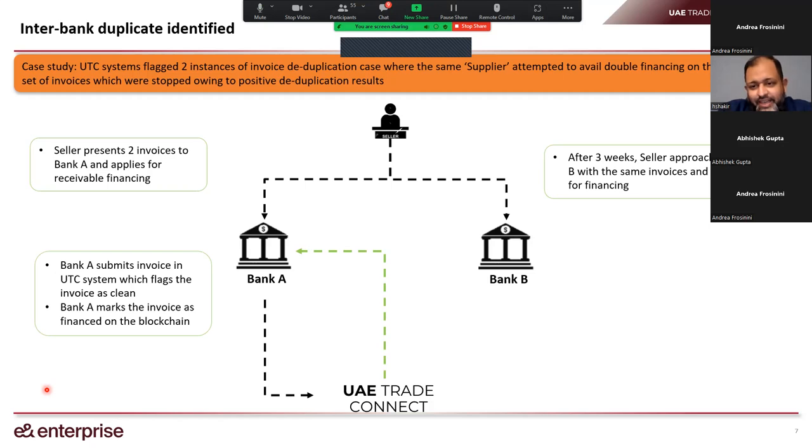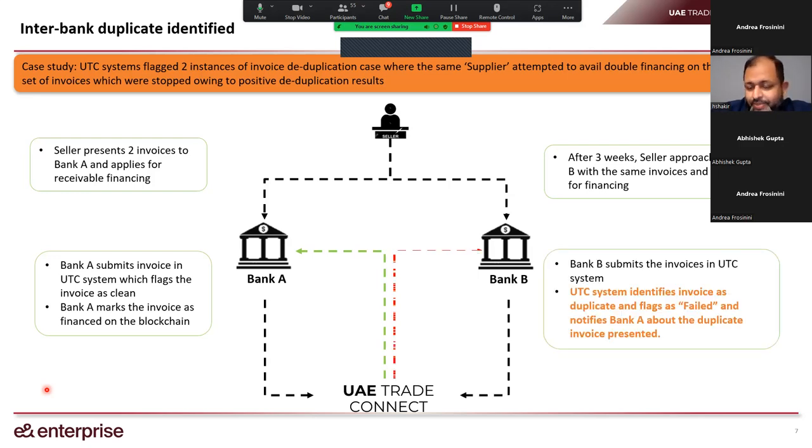About 3 weeks later, the same seller approached Bank B with the same set of invoices and said, we'd like to apply for some quick financing. The bank said, well, let's do our due diligence and the last mile check against the UTC system. And the UTC system this time identified the invoice as a duplicate, flagged it as a failed instance, and more importantly, notified Bank A that the invoices that were presented to you 3 weeks back have shown up somewhere else.